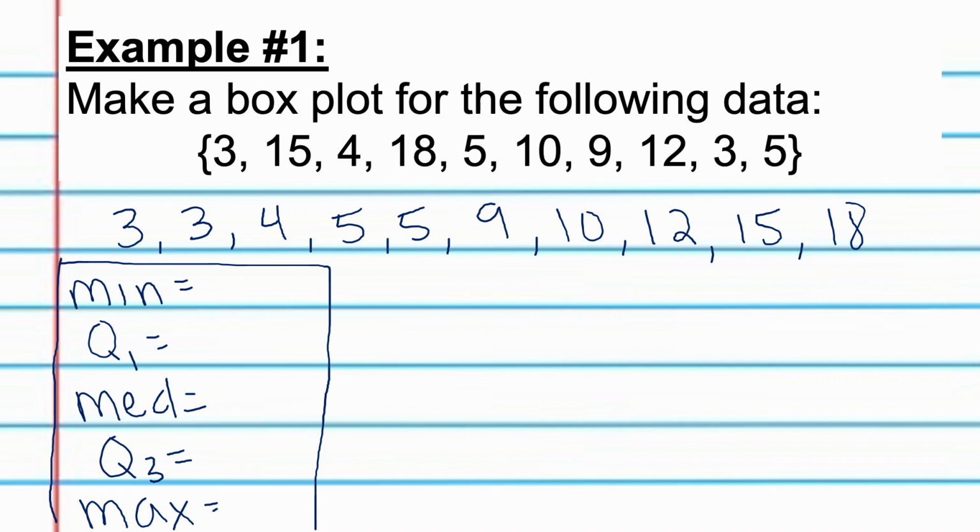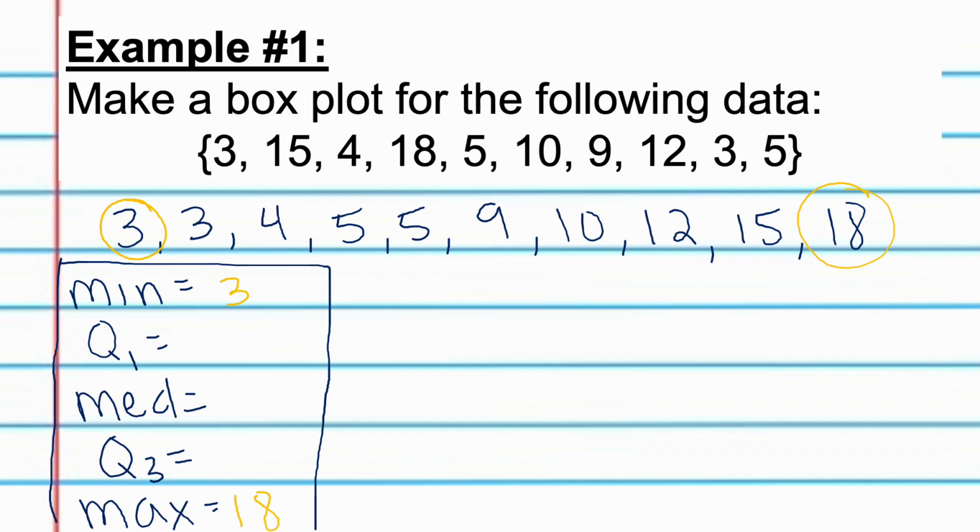Alright, so to plot a box plot, we need to find the minimum, quartile 1, median, quartile 3, and maximum. So in order to find these numbers, let's start with the easy stuff. The easiest thing to find is our minimum and our maximum, because our minimum is our smallest number, which is 3, and our maximum is our largest number, which is 18.